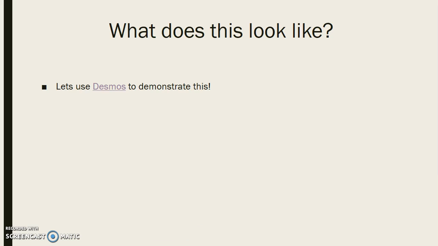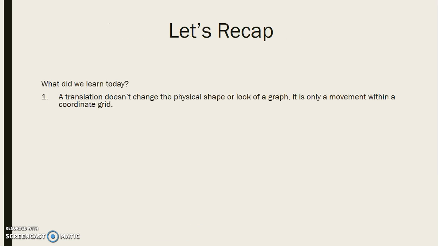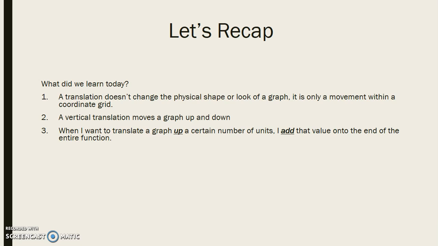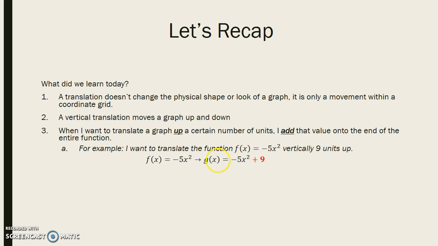So let's go back and do a quick recap of what we learned today. The first thing is that a translation doesn't change the physical shape or look of a graph. It is only a movement within the coordinate grid. And a vertical translation moves the graph up and down on the y-axis. So when I translate a graph up a certain number of units, I add that value onto the end of the entire function. So for example, if I want to translate the function f of x equals negative 5x squared vertically 9 units up, I would still have my negative 5x squared, but I would add 9 to the end of the function.